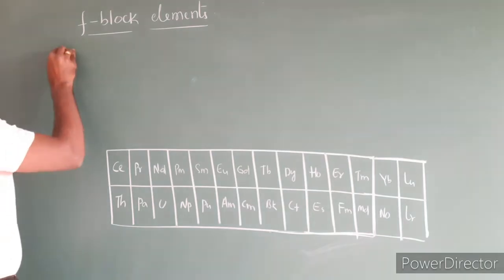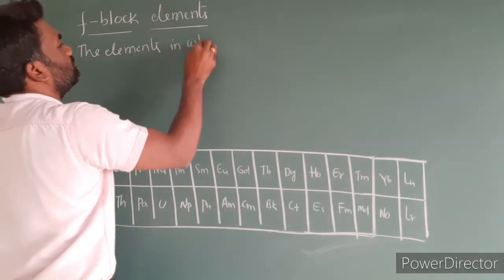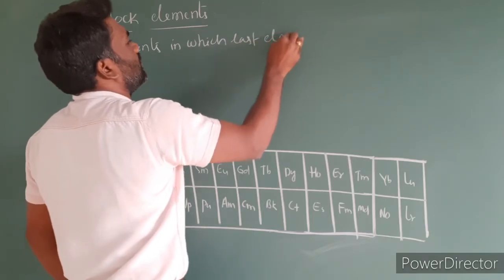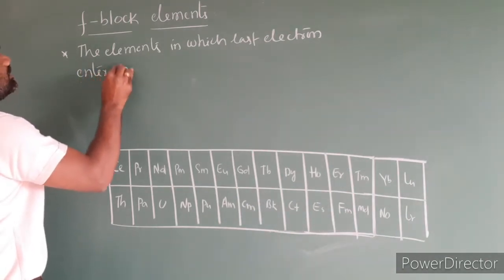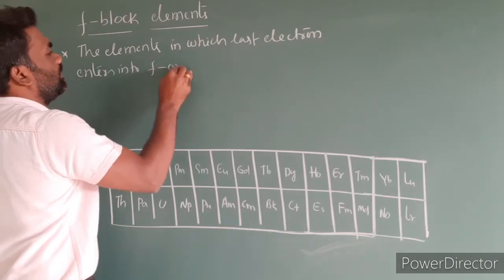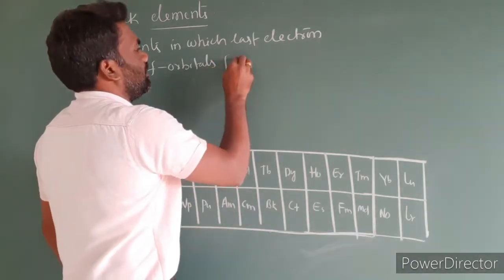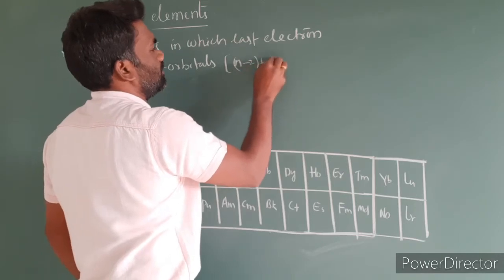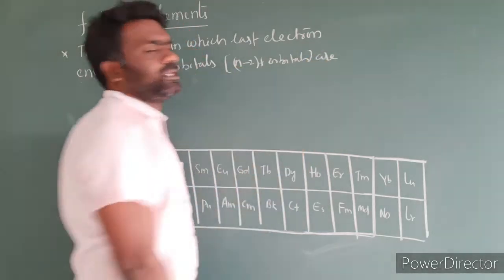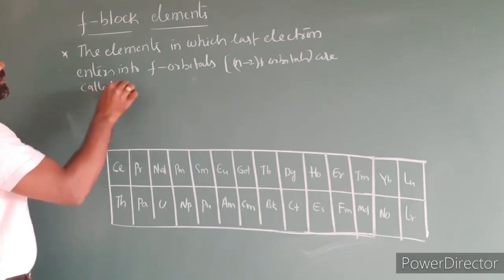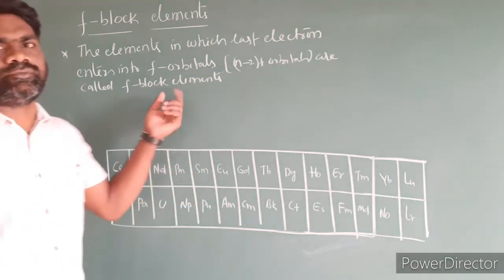So look at the definition of F block elements. The elements in which the last electron enters into F orbitals, that is nothing but the n minus 2 F subshell, the anti-penultimate shell F orbital, are called F block elements. This is the definition of F block elements.